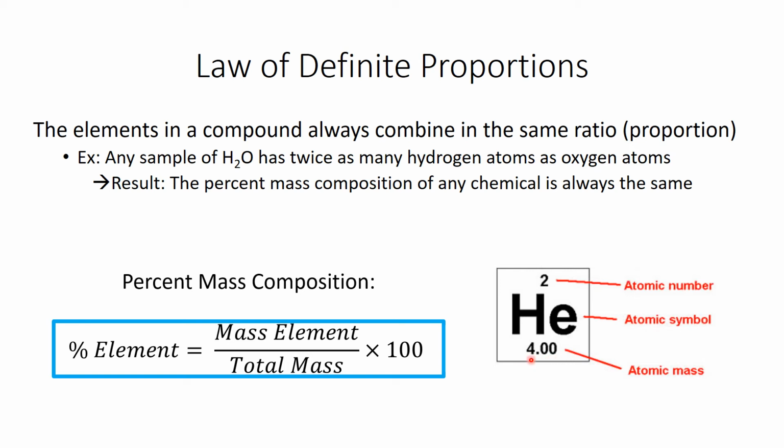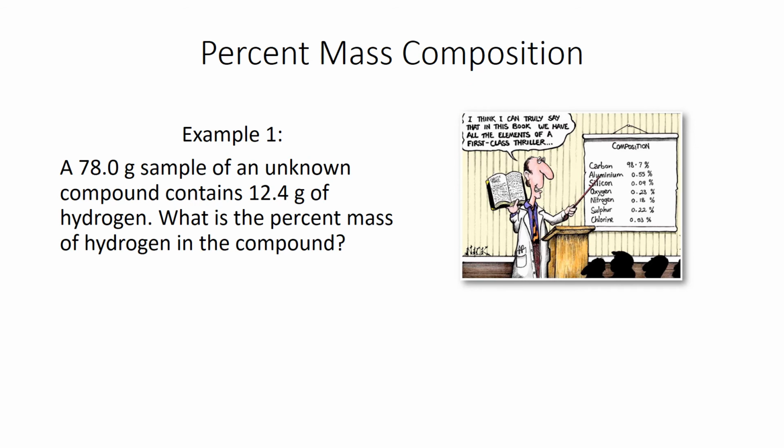But this is the number that you're going to have to worry about when we do these sorts of problems. So let's go over a few examples. Our first example, we have an unknown compound. We don't know what the compound is, but we know we have 78.0 grams of it, and we know that in order to create it, we put in 12.4 grams of hydrogen. So we want to know the percent mass of hydrogen in the compound.